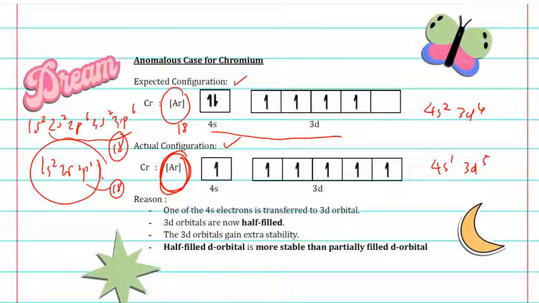So reason yang you kena bagi bila soalan minta explain anomalous cases, ayat yang pertama you kena tulis adalah one of the 4s electron kita transfer kepada 3d orbital. So now the 3d orbital become half fill. So the 3d orbital gain extra stability. Half fill orbital more stable than partially fill orbital. So orbital ini adalah partially fill. This orbital adalah half fill. So this 4 point you wajib ada, baru you akan dapat full marks. So hafal lah ya.